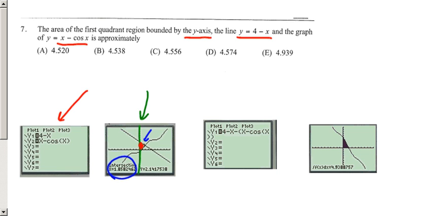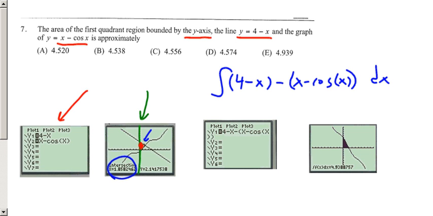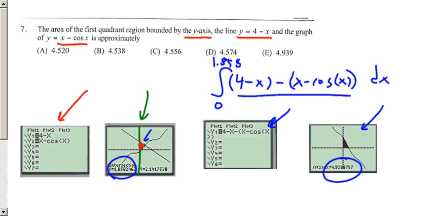So then what I want to do is find the area. Well, to find the area, it's just the top minus bottom function. So it's 4 minus x minus x minus cos of x dx. And I'm integrating from x equals 0 to the intersection point that I found, which is 1.858. So here, I'm putting this into my graphing calculator, using the calculator to do the integration, because it saves time, no need to do it by hand, and we get 4.939. So answer E.